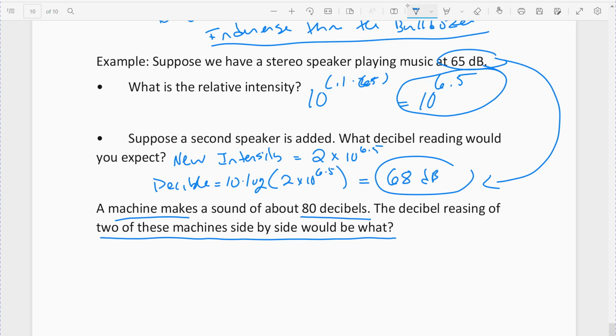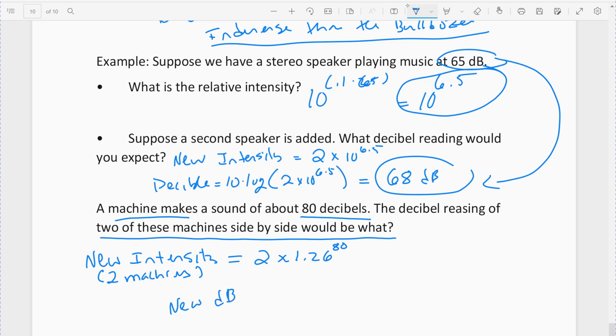So what you do is figure out the intensity, the new intensity of the 2 machines. You can use either the 10 scale or the 1.26. This one I'll show you with the 1.26. So you have twice 1.26 raised to the 80, because that's the decibels. And so the new decibel reading would be 10 times the log of 2 times 1.26 to the 80.